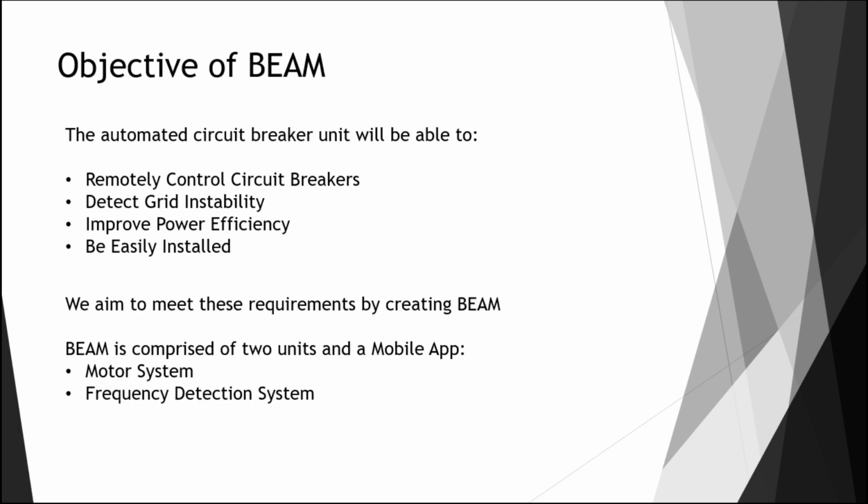This automatic circuit breaker unit will be able to remotely control circuit breakers, detect grid instability, improve power efficiency, and be easily installed. We aim to meet these requirements by creating BEAM. BEAM is comprised of 2 units, the motor system and the frequency detection system. Both of these are controlled through a mobile app and will be demonstrated throughout this video.